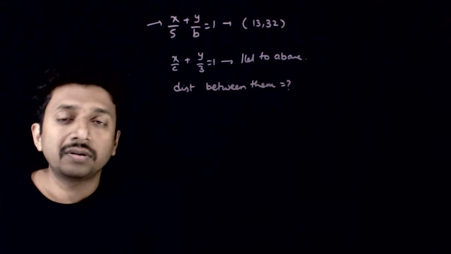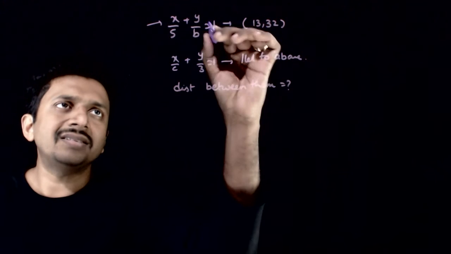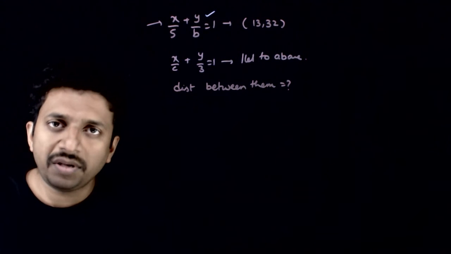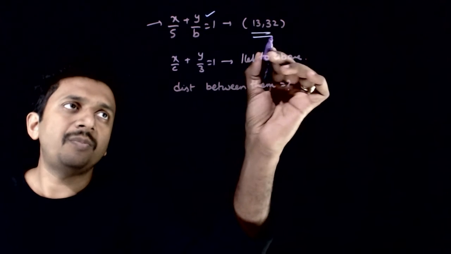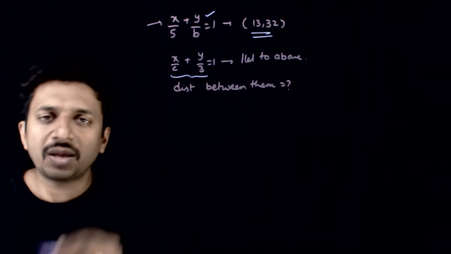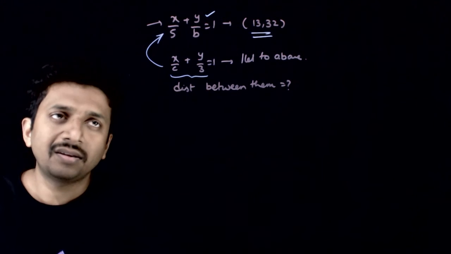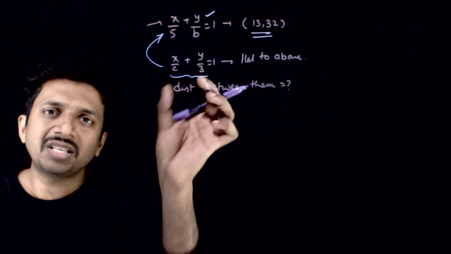So welcome students. In this question you're given two lines. The first line is x/5 + y/b = 1. It passes through the point (13, 32). And the second line x/c + y/3 = 1 is parallel to the above line. If that is so, what is the distance between these two parallel lines?